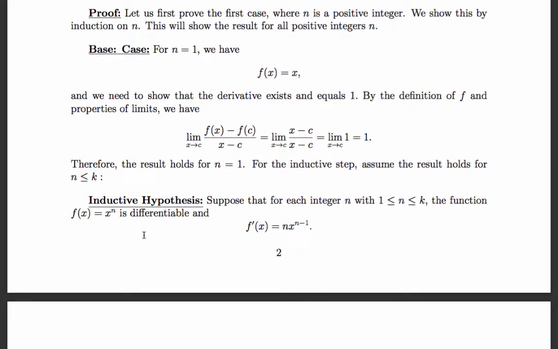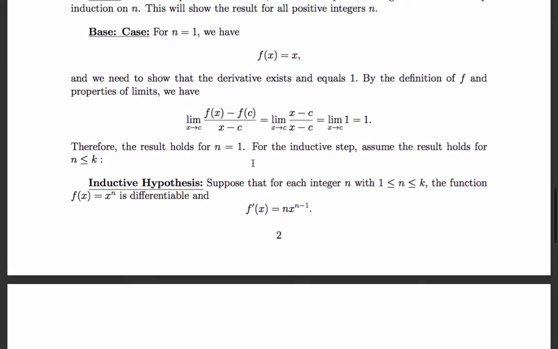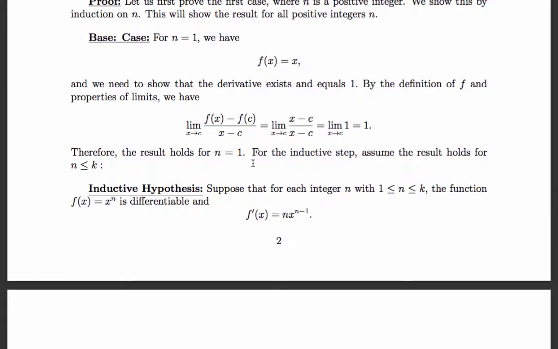Now for the inductive step, assume the result holds for n less than or equal to k. And of course we know it holds for n equals 1. We want to show if it holds for any n, it holds for the next n. Meaning since it holds for 1, it holds for 2. Since it holds for 2, it holds for 3. And so forth and so on, forever. So, suppose that for an integer n, the derivative of x to the n is n times x to the n minus 1.